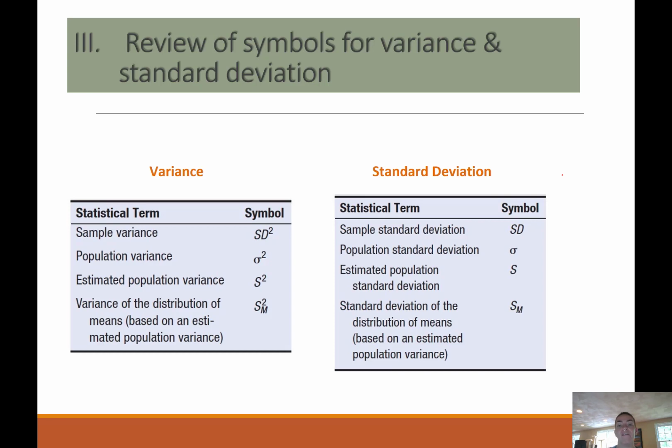And then finally, we are going to use a variance of the distribution of means for the t-test. You have seen that sigma squared sub m was the variance of the distribution of means for the z-test. So now we have S squared sub m, which is the variance of the distribution of means for the t-test. And we're using the letter S because it comes from the estimated population variance.